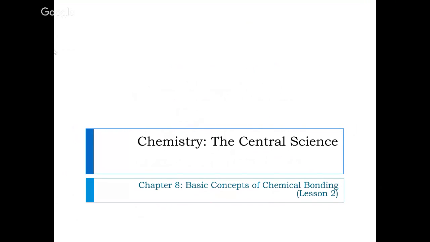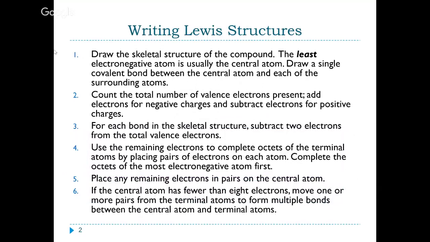Chemistry, the Central Science, Chapter 8, Basic Concepts of Chemical Bonding, Lesson 2. So how do we draw Lewis structures? We talked about it briefly in the first lesson here. So what are we looking at? We're looking at how many valence electrons each atom brings to the table.